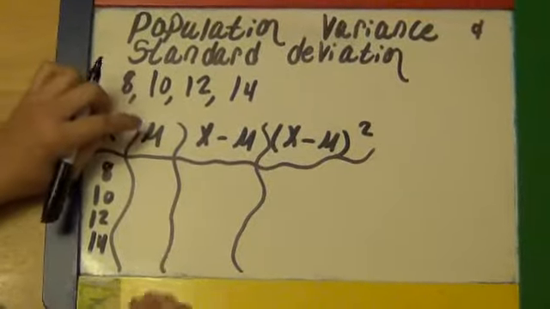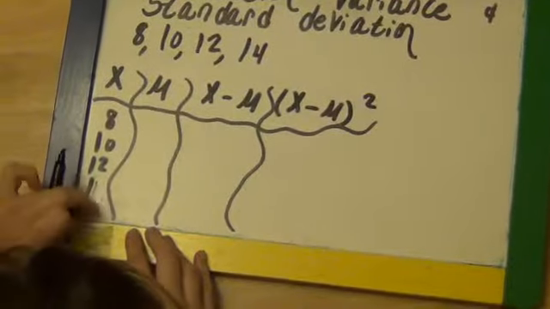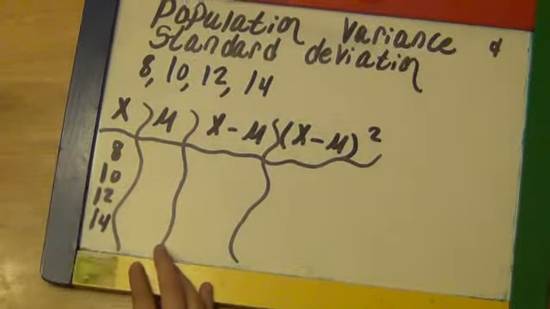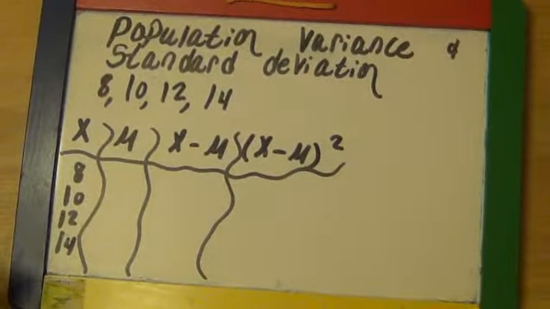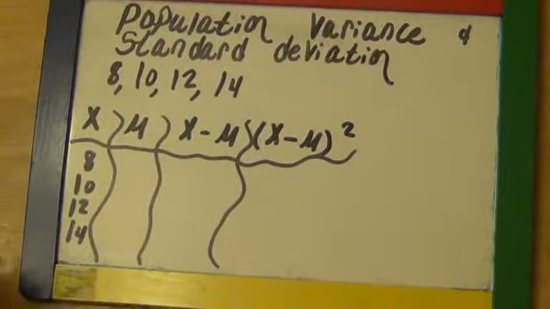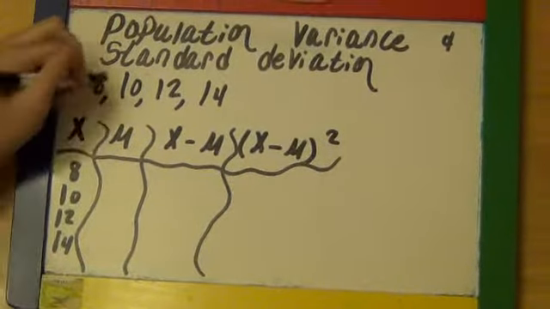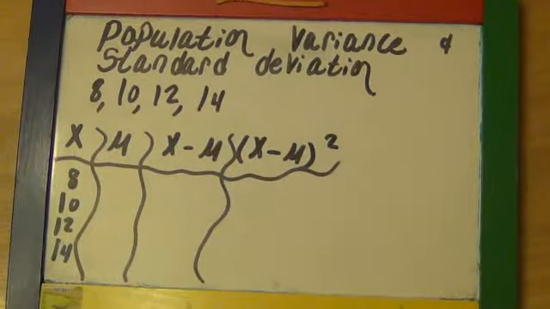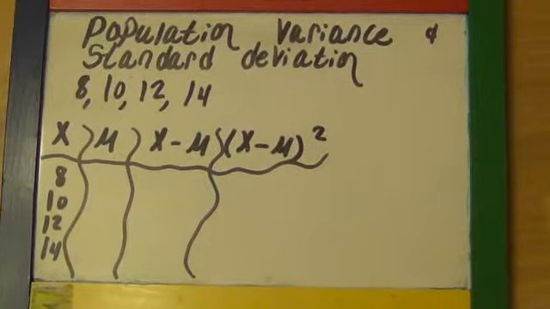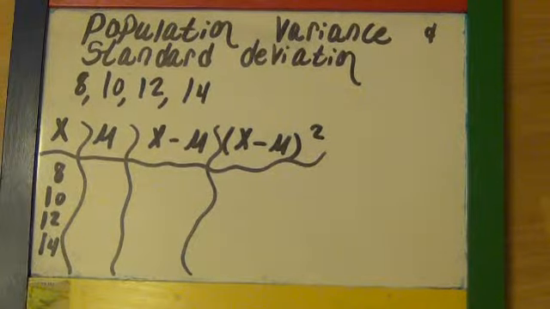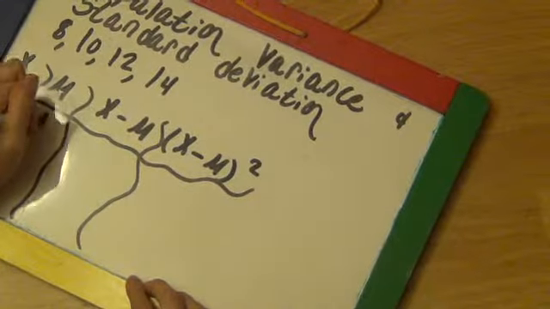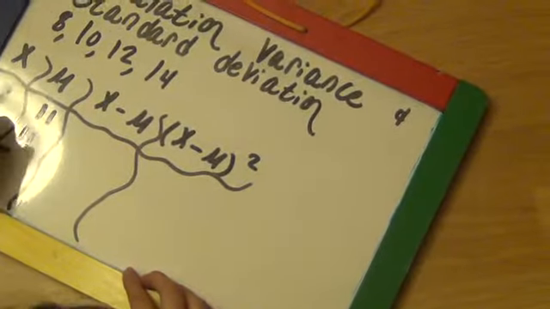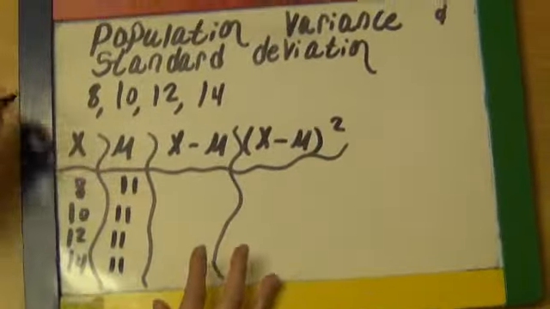Our second column number is the average. So what we will do is add 8, 10, 12, and 14, and then we will divide by 4 to get the average. So we got 44, and then if you divide 44 by 4, for the 4 items in our set, you get 11. So in each of these columns, each number will get an 11.